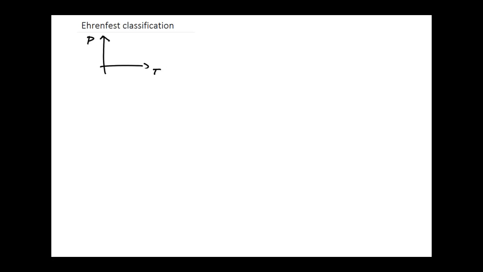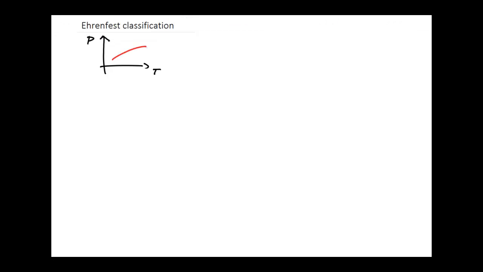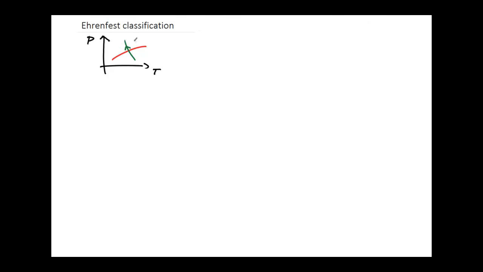So, starting point, once again, PT diagram, coexistence curve, and you somehow go from one phase to the other. You cross the coexistence curve. Let's say you have phases 1 and 2. And then phase transitions are classified according to what happens and how various functions behave as you cross the coexistence curve.